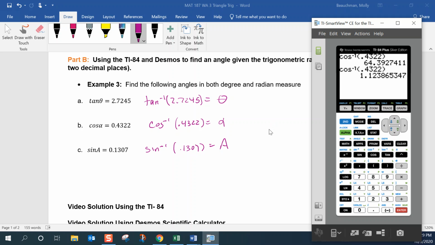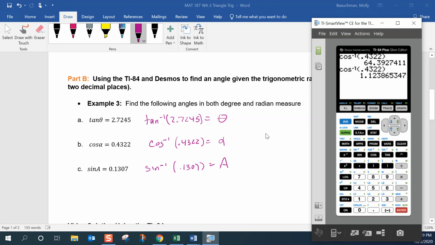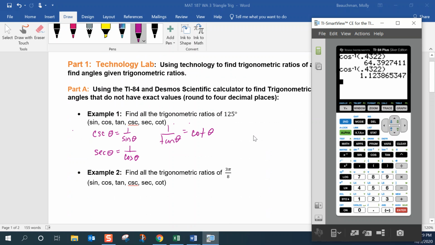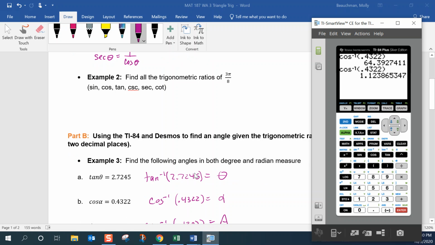So those are the two items that we need the calculator for in this chapter more than anything else, which are how to find the trig ratios given the angle and how to find the angle given the trig ratio.